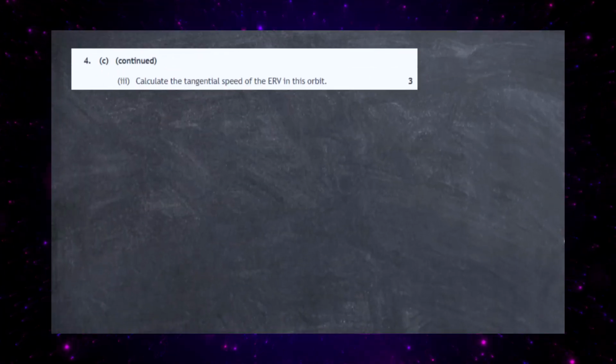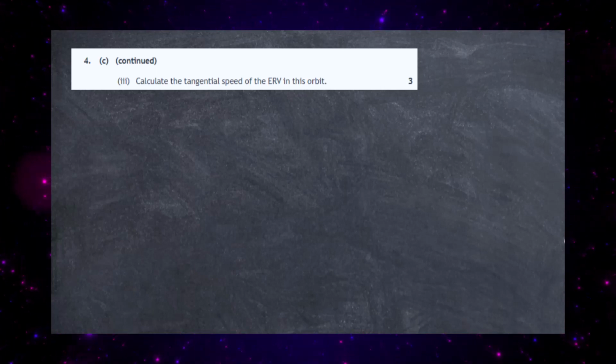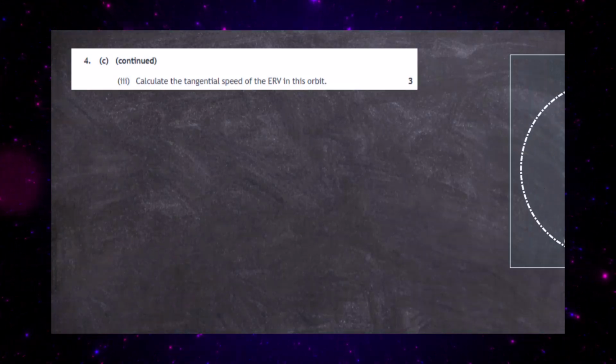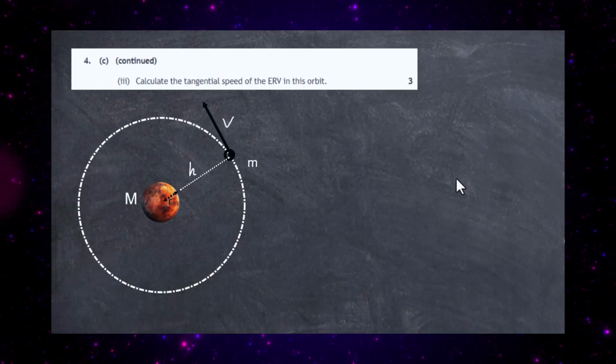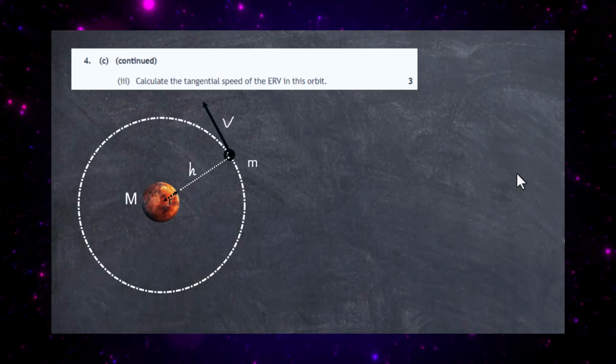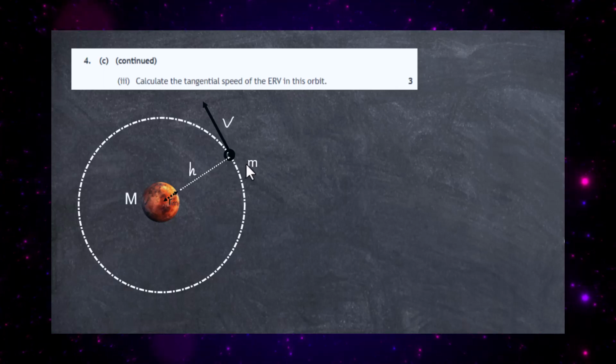Question 4, part C, part 3. Calculate the tangential speed of the ERV in this orbit. Well, let's take a look at a picture of what's happening. We can drag our picture over here like this, and we have the following. We have Mars, mass M. We have a small mass, which represents the ERV, of value small m.